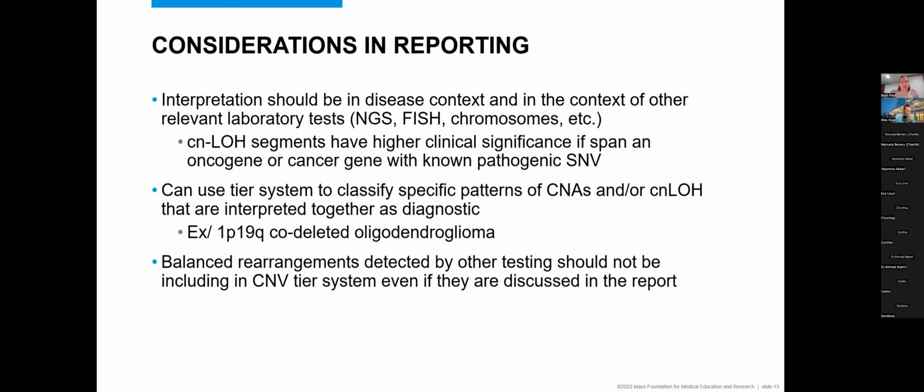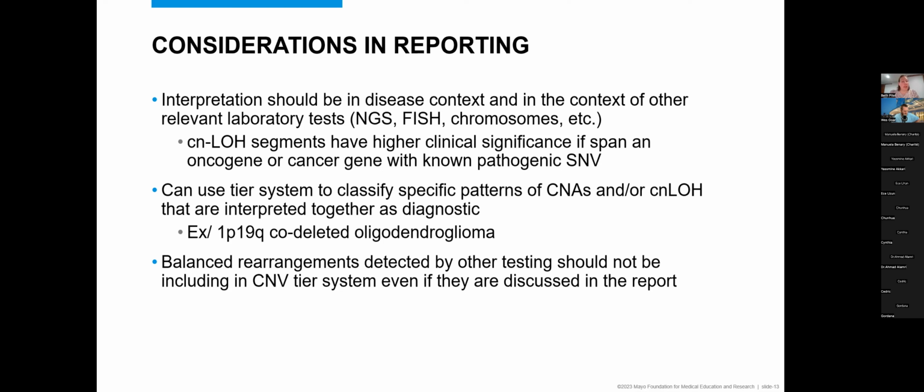So some considerations in reporting I thought I'd highlight here were that interpretation of CNVs and copy neutral LOH should be within the disease context and in the context of other relevant laboratory tests. So this kind of goes along with one of our challenges in correlating these results. Copy neutral LOH segments have higher clinical significance if they span an oncogene or cancer gene with a known pathogenic SNV. So that's something that might be able to kind of bump us up in the tier system.